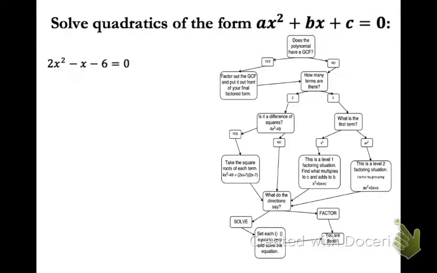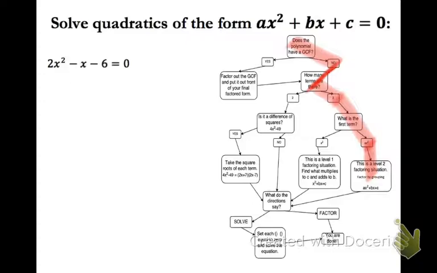Okay, so factoring flowchart, starting off, does this polynomial have a GCF? No, it does not. Our coefficients on here are 2, -1, and -6, and nothing is going to divide out of all three of those except for 1. So no GCF. How many terms are there? There's 3. What's the first term? Well, this first term, we're now over here to the ax squared because there's a number in front of the x squared. So this is a level 2 factoring situation, and we're going to factor by grouping.